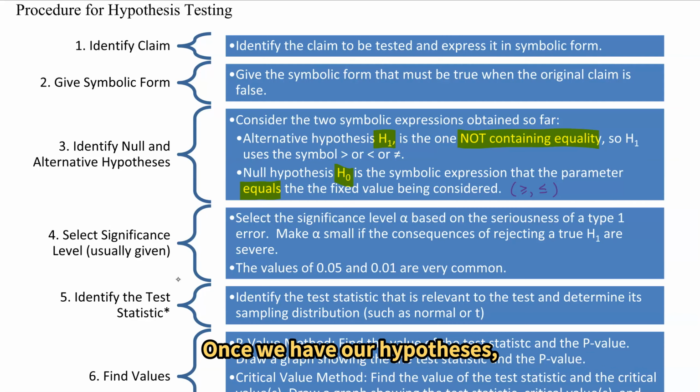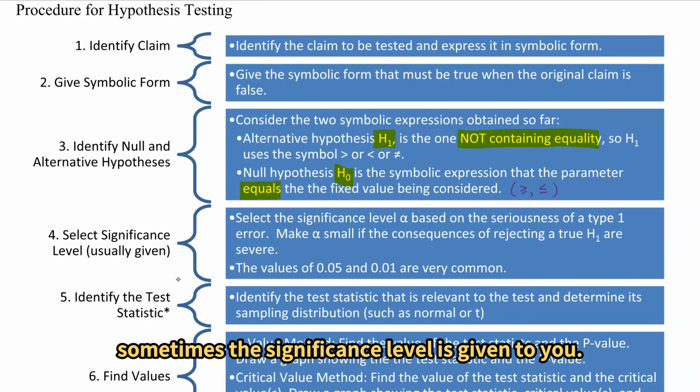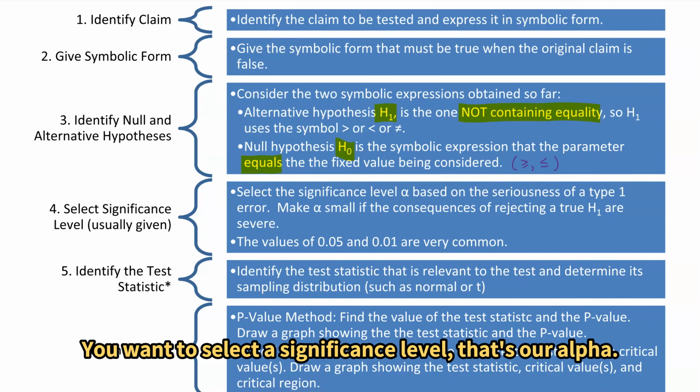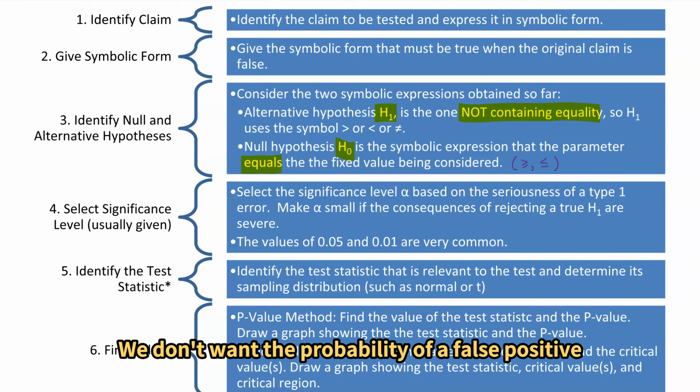Once we have our hypotheses, then we can select the significance level. When we're practicing here with problems in class, sometimes the significance level is given to you. Sometimes it's not given and you have to choose it yourself. But we want to select a significance level, that's our alpha, based on the seriousness of a type 1 error. If the consequences of rejecting a true null hypothesis are severe, we want alpha to be small. We don't want the probability of a false positive to be high.